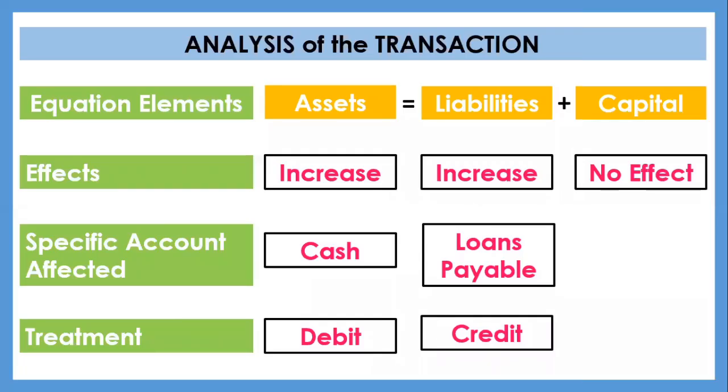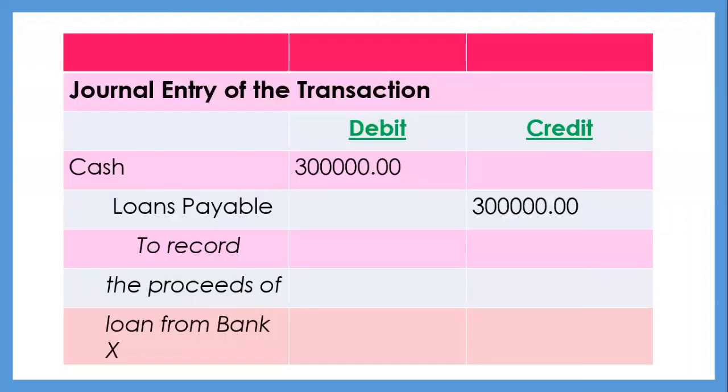So this is how our finalized tabulation looks like. What we did on our asset cash, we debit it. And what we did on our loans payable liability, we credit it, okay? So this is how our journal entry preparation looks like. Under debit, you have cash, 300,000 pesos. And under credit, you have loans payable, 300,000 pesos. And the brief description should be to record the proceeds of loan from Bank X. Okay, so this ends our discussion on model number 3.